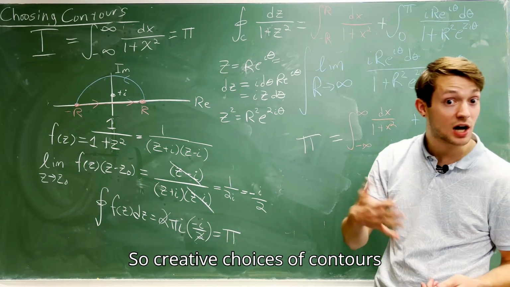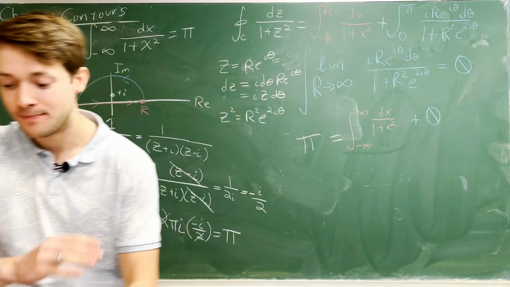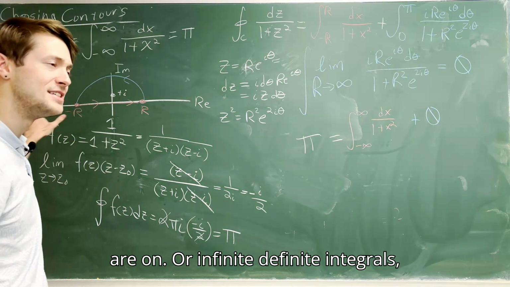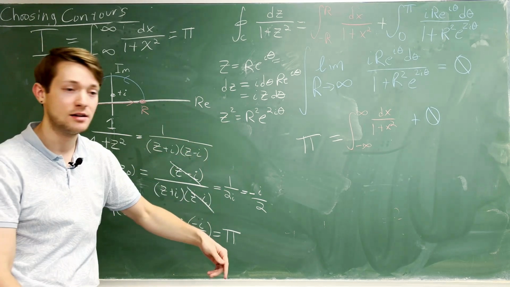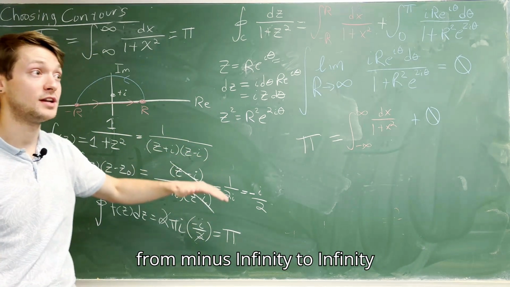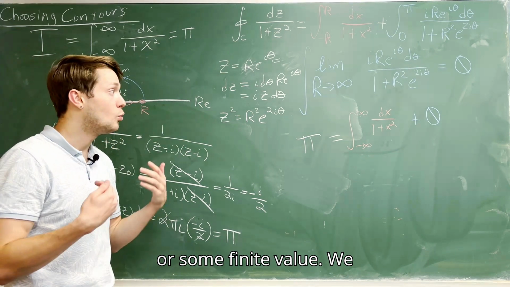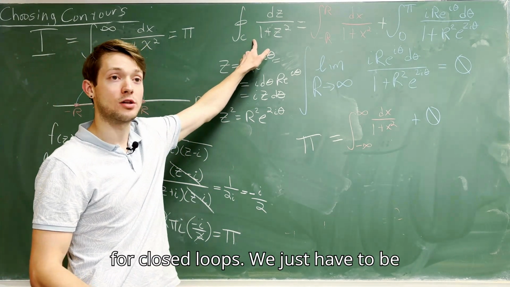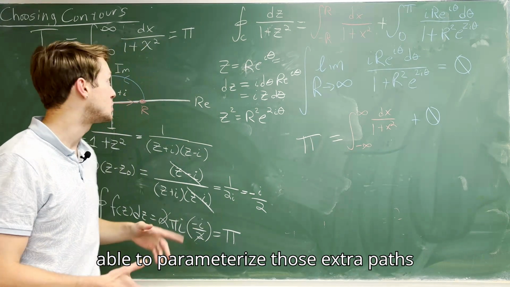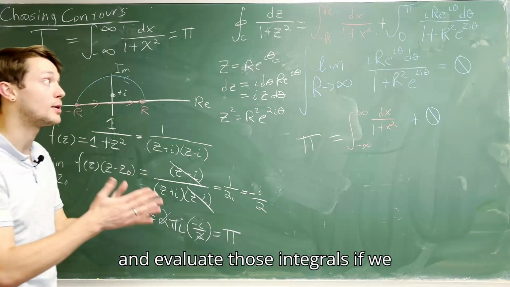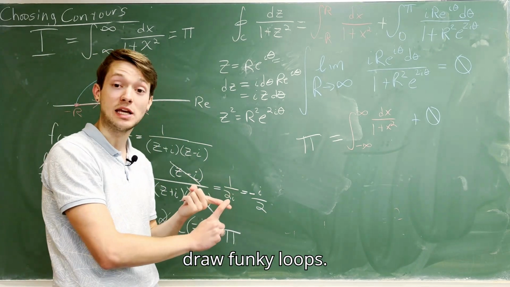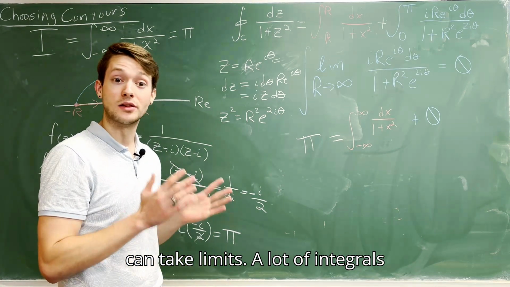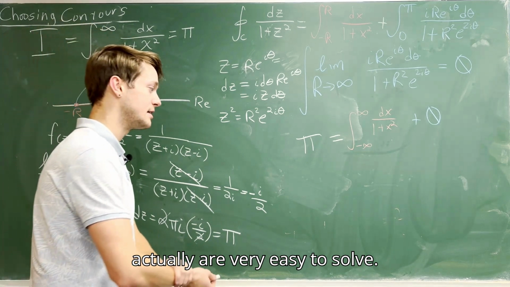So with creative choices of contours, taking integrals that are infinite indefinite integrals, or infinite definite integrals, integrals that are on the real line from minus infinity to infinity, or some finite value, we can add more portions to the path and use our rules for closed loops. We just have to be able to parameterize those extra paths and evaluate those integrals. If we draw funky loops and we can parameterize them well and we can take limits, a lot of integrals actually are very easy to solve.